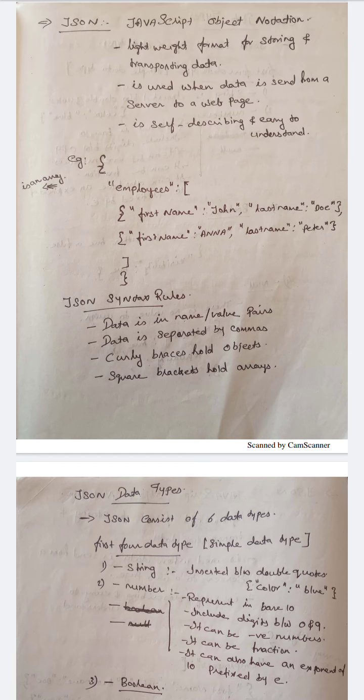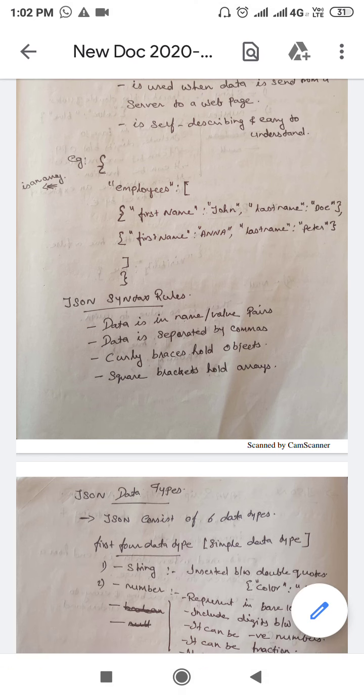The next rule is that curly braces hold objects, as I have already shown you. After the employee square bracket, a curly bracket starts. This is the first array object, with first name John and last name Doe. So the curly braces hold the object, and the second one, Anna Peter, is the second object.